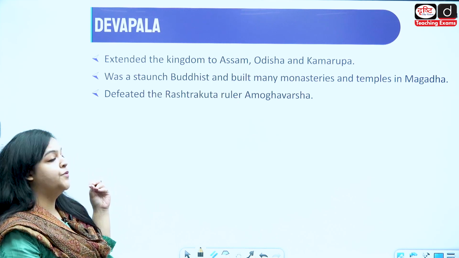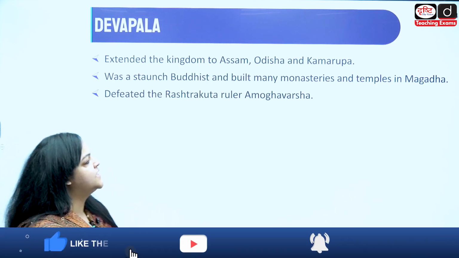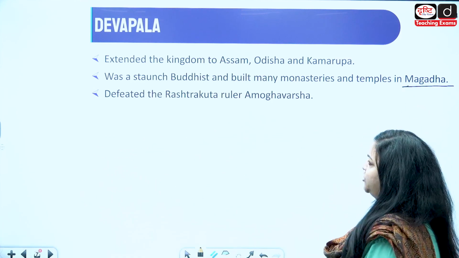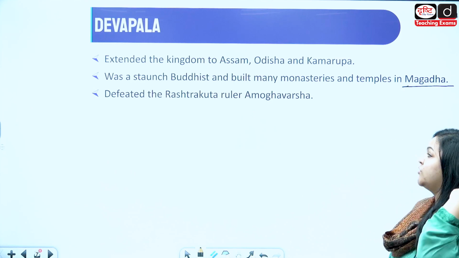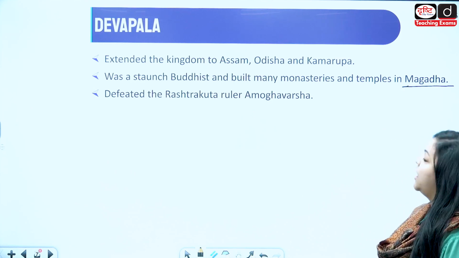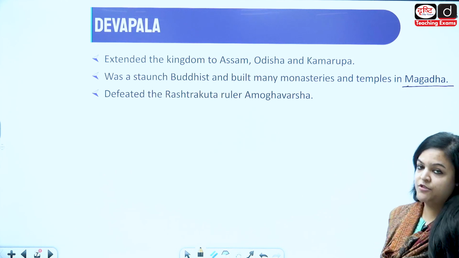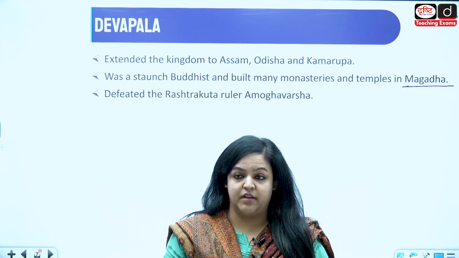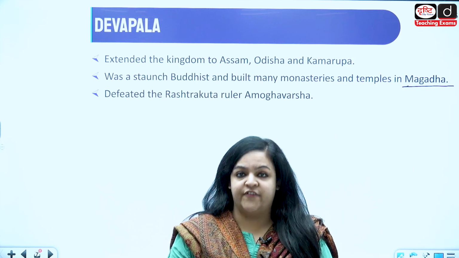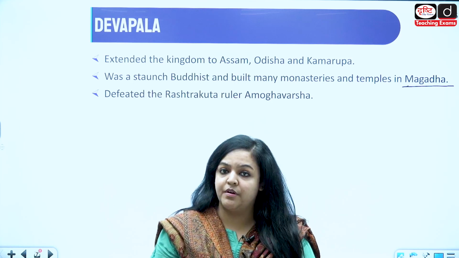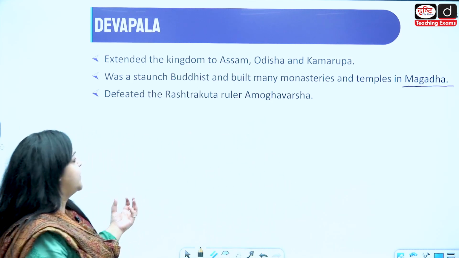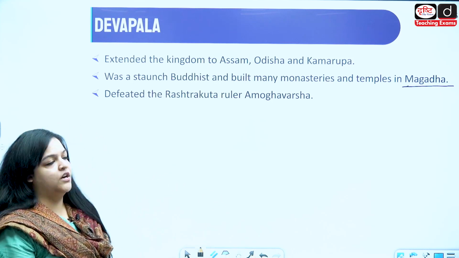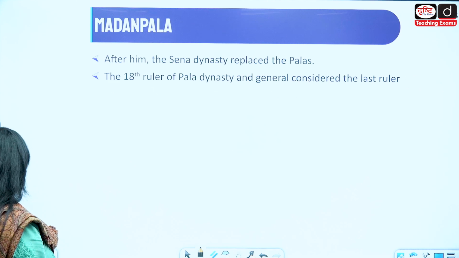Okay, he was a Buddhist follower and he had built many monasteries and temples in Magadh. It is important to remember the location. Fine. And he also defeated the Rashtrakuta ruler Amoghavarsha. Now, this is his major contribution. You know why? Because the Rashtrakutas were strong, guys. Defeating them was difficult. But yes, we have one person who succeeded in doing that, and that was Devpal. So, he defeated the Rashtrakuta ruler Amoghavarsha.